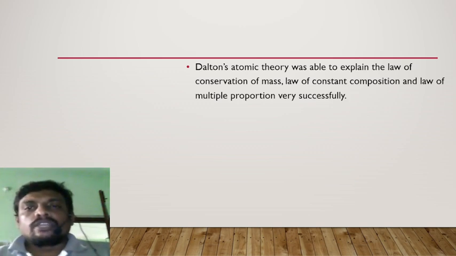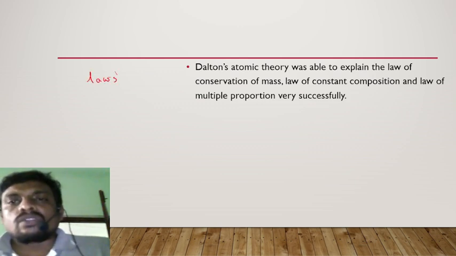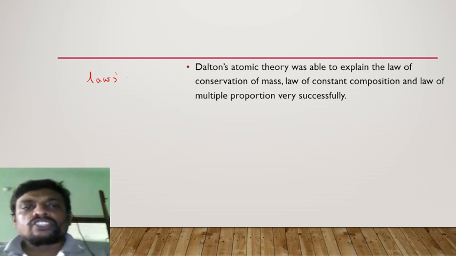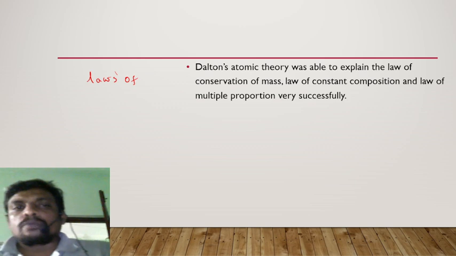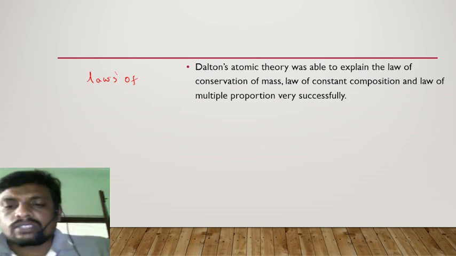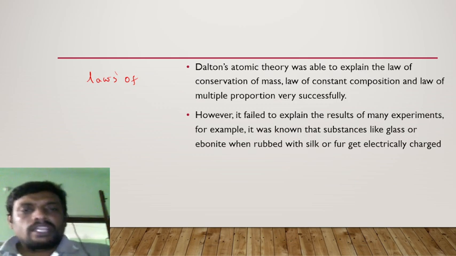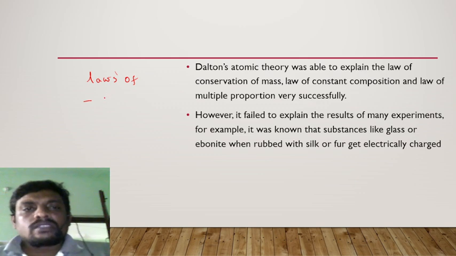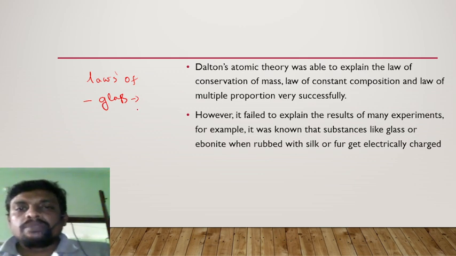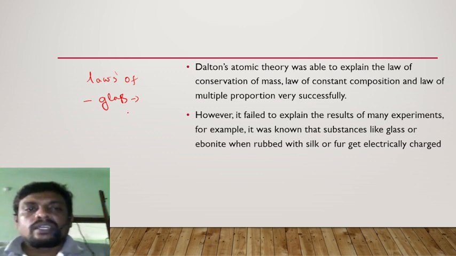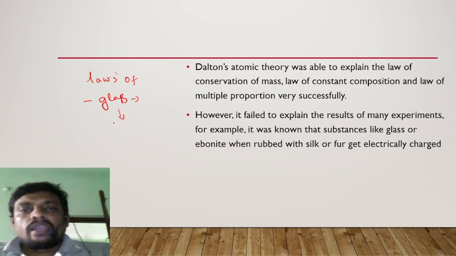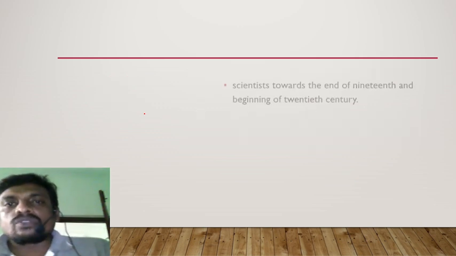Dalton's atomic theory was able to explain different laws that, in previous classes also, we have seen, like the law of conservation of mass, the law of constant proportion and so on, successfully explained by him. However, it failed to explain the results of many experiments. For example, substances like glass or ebonite, a kind of material, when rubbed with silk or fur, get electrified or electrically charged.